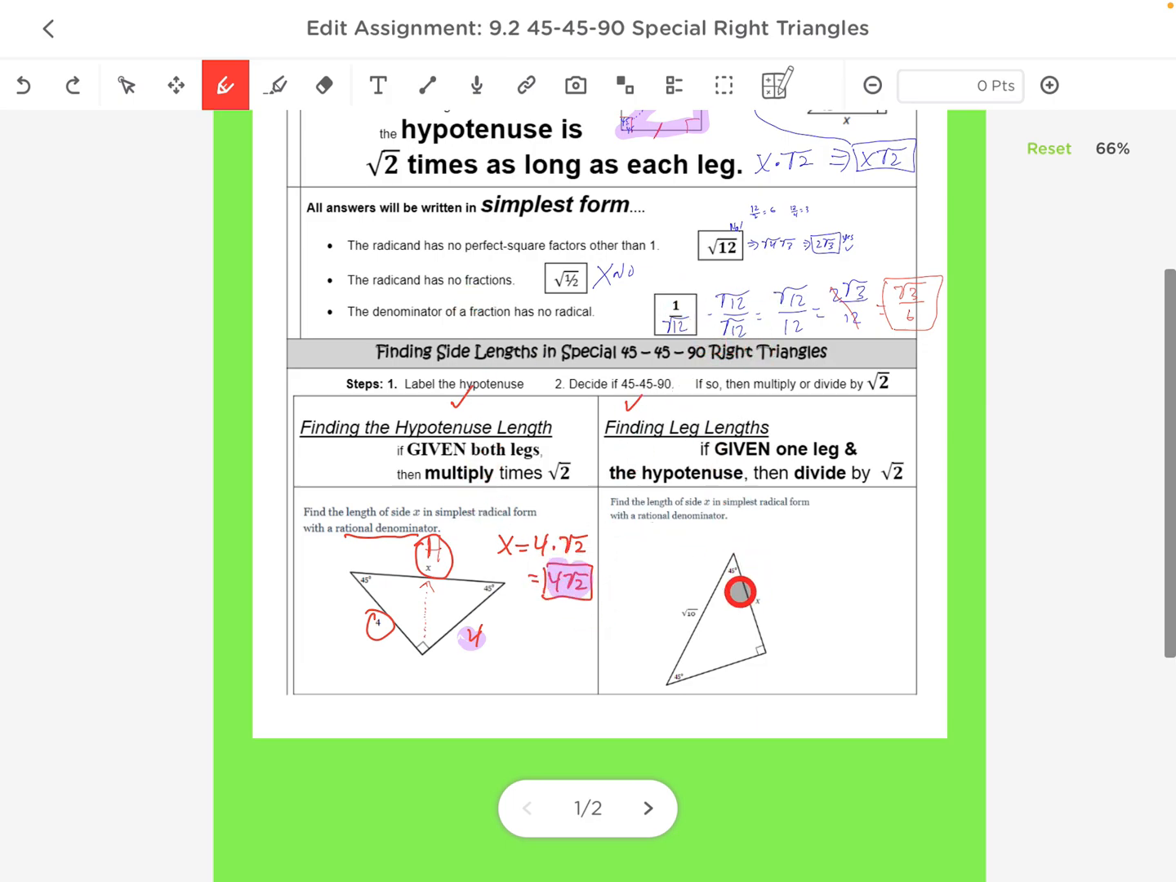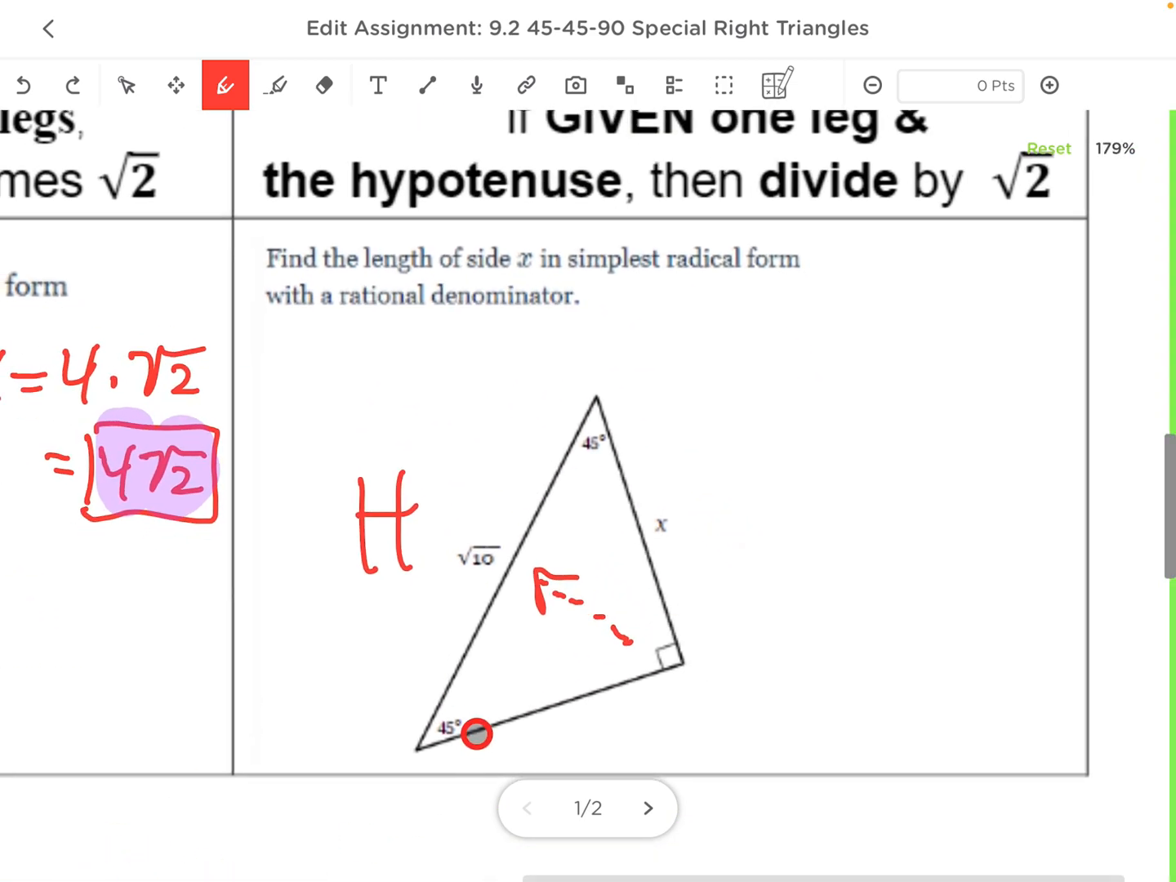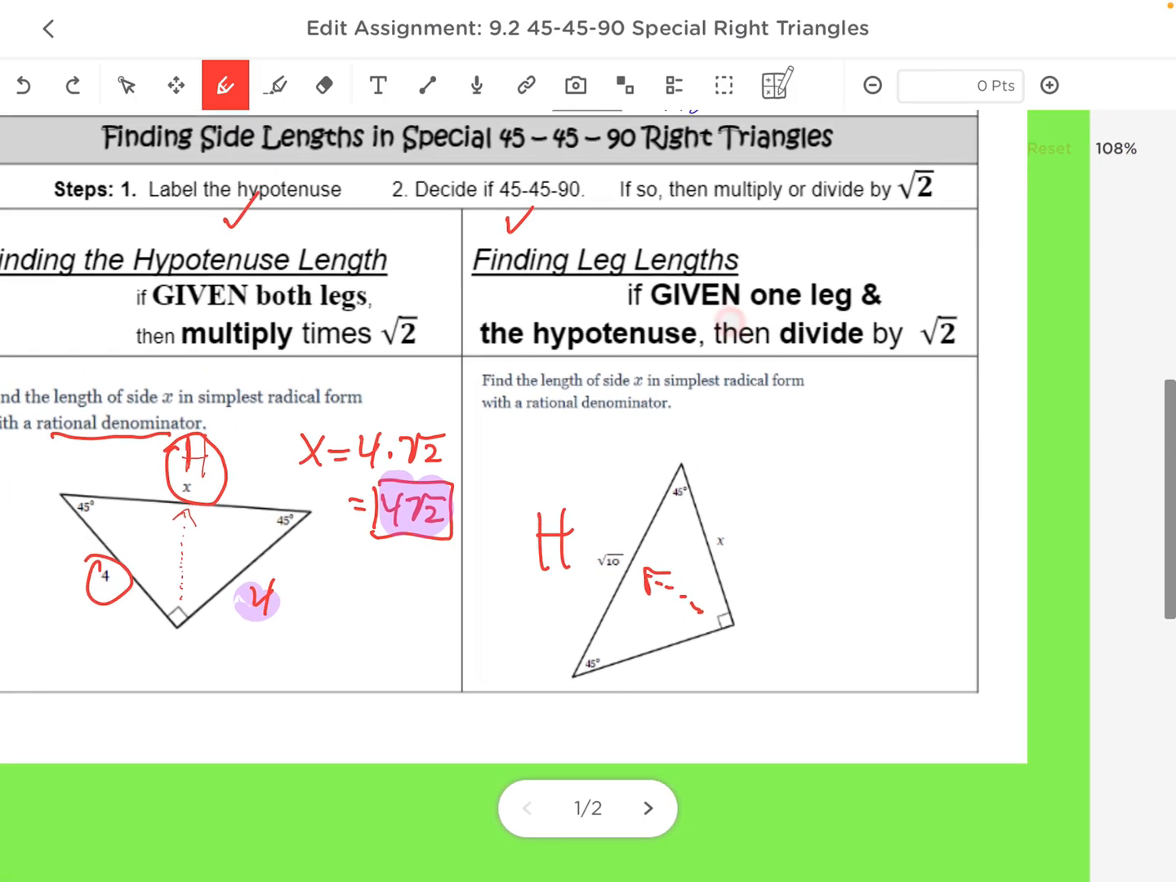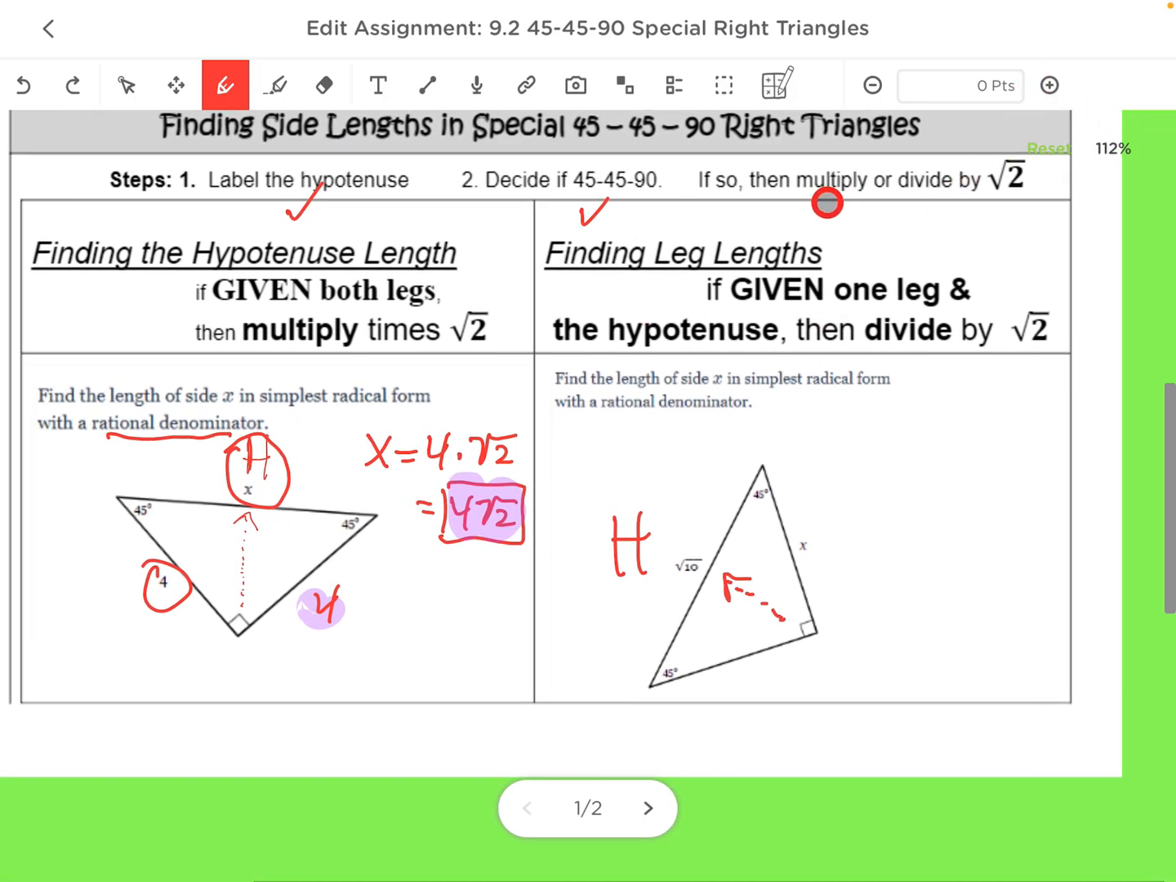Now, let's look over here. Let's label our hypotenuse. That's our hypotenuse, right? Now, is it a 45, 45, 90? 45, 45, 90. So, yes, it is. Okay. Next, ask ourselves, do we multiply or divide?